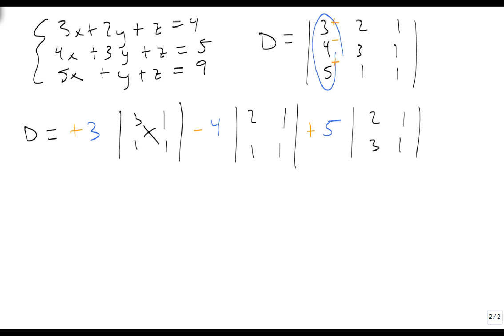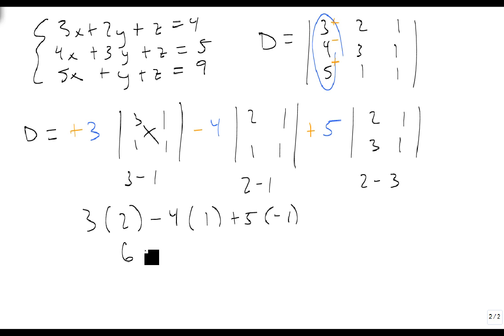Well, this is 3 minus 1. This is 2 minus 1, and this is 2 minus 3. So that gives me 3 times 2 minus 4 times 1 plus 5 times minus 1, which is 6 minus 4 minus 5, which is minus 3. So my determinant of the whole thing is minus 3.